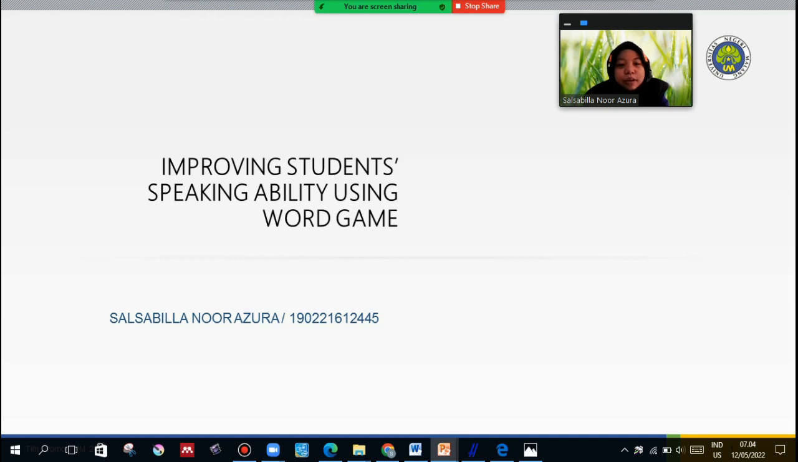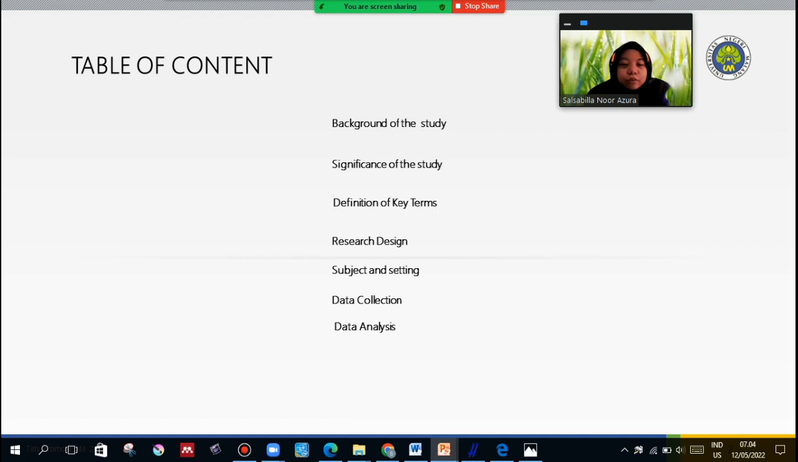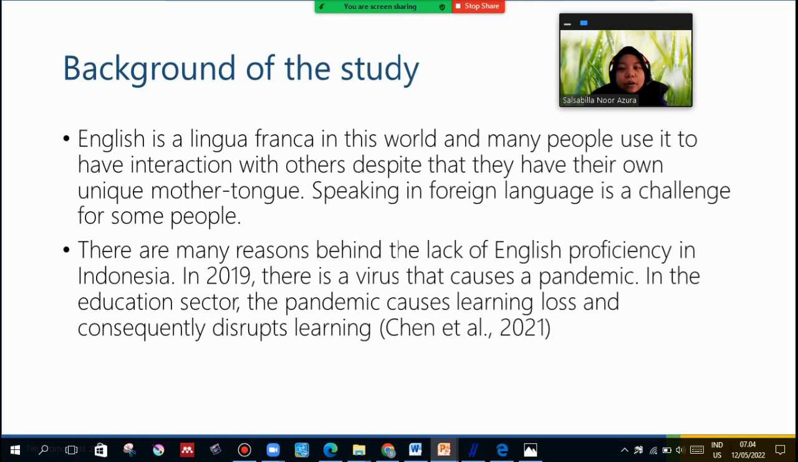Improving Students' Speaking Ability Using Word Game. The table of content are background of the study, significance of the study, definition of key terms, research design, subject and setting, data collection, and data analysis. Background of the study.